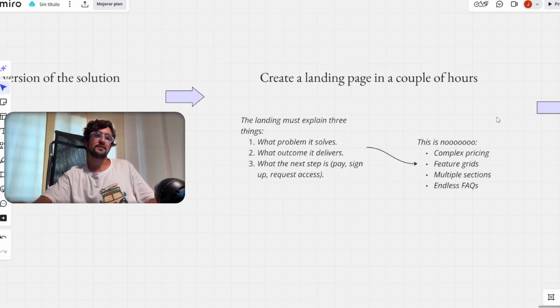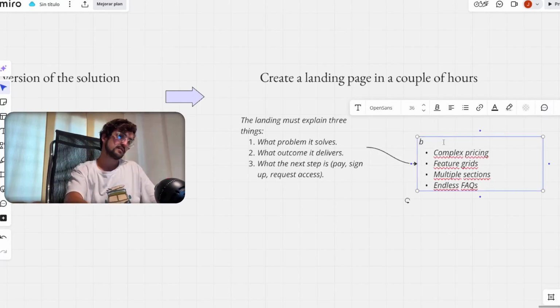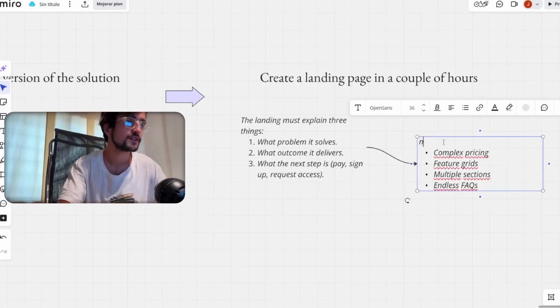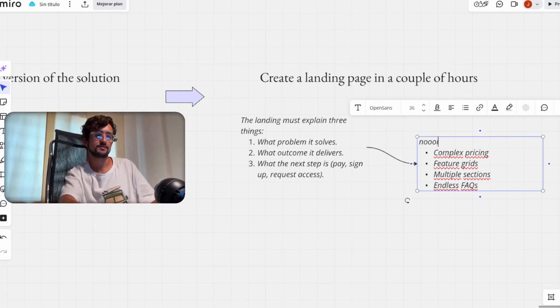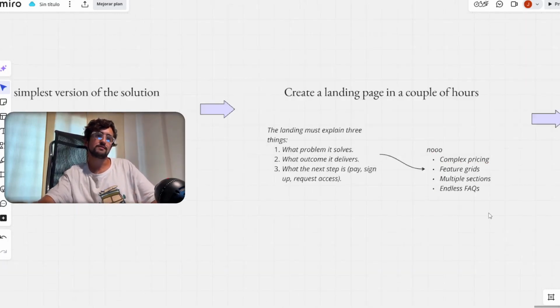This is not what you want to build. Okay? This is not complex pricing. Okay? No. Here it is. Okay, complex pricing, feature grids, multiple sections, endless FAQs. No, it doesn't work, okay?